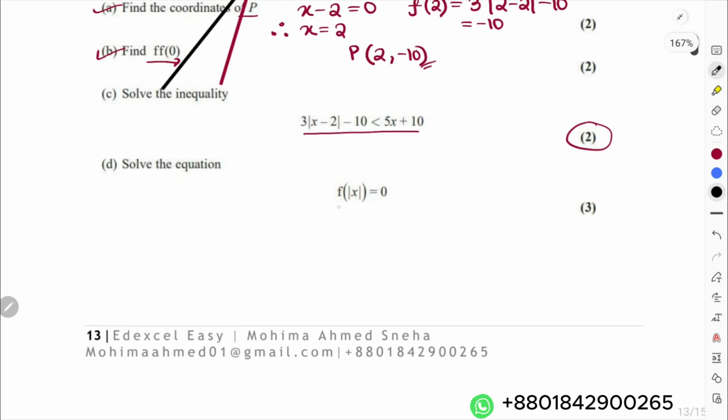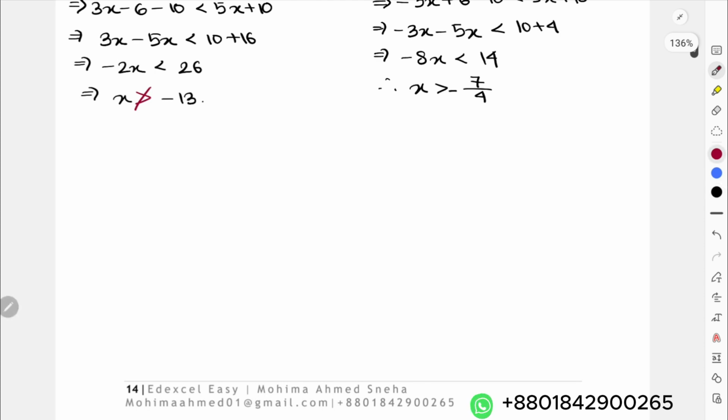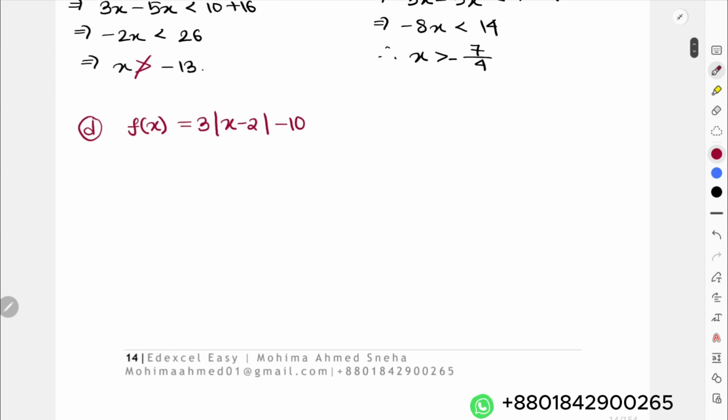And then after this, they're asking for f of modulus of x equals 0, right? This time f of x is not entirely a modulus, it is modulus of x working here. So for modulus of x, inside the equation for your part D, you had f of x as 3x minus 2 minus 10, right? This time your x is also a modulus. If your x is also a modulus, that means you have to carry this out for positive x and for negative x.